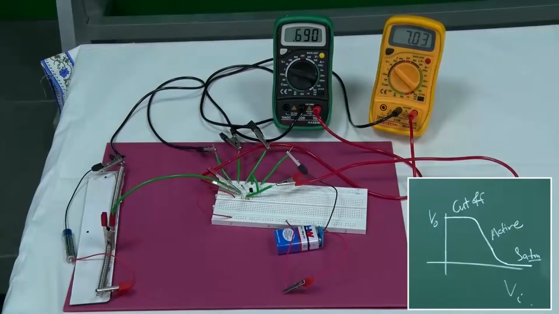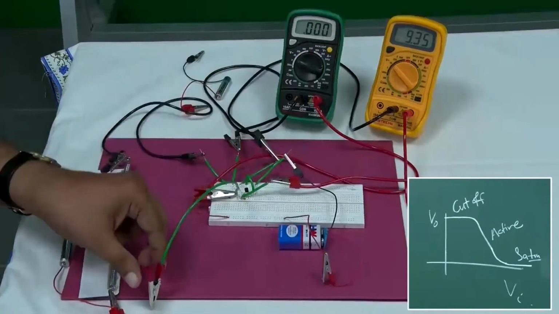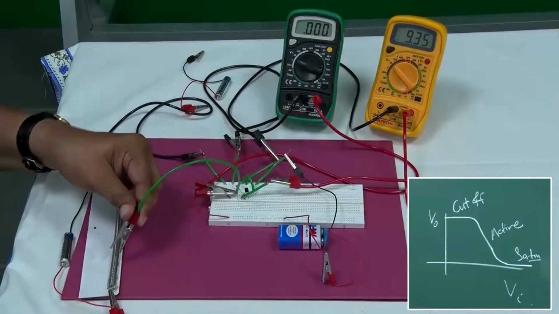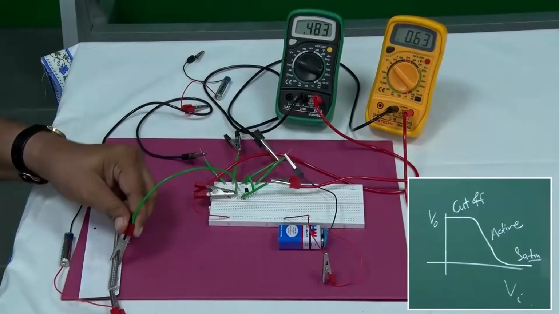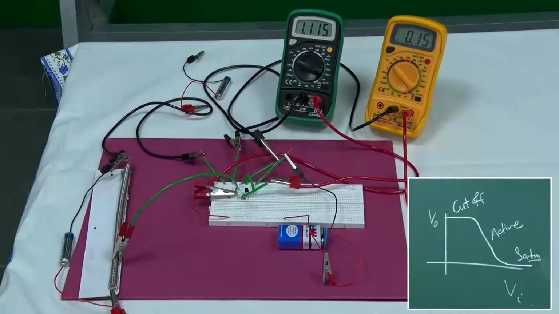0.690 and 7.03. So, you see, as I am increasing this input voltage, this output voltage is gradually decreasing, as it should do in the active region. So, now let me increase the base voltage sufficiently, and let us see if we can go into the saturation region. Here you see the input voltage VI is 1.113 and the output voltage has dropped to 0.15, right.